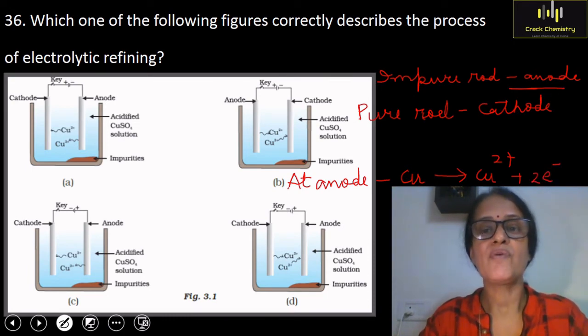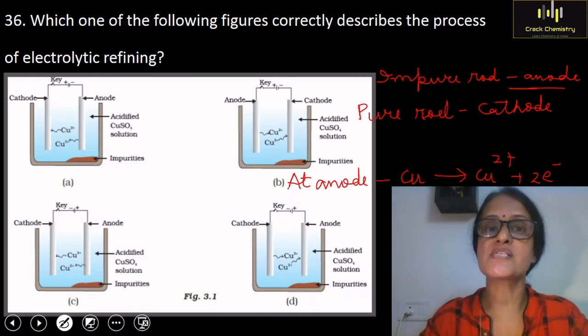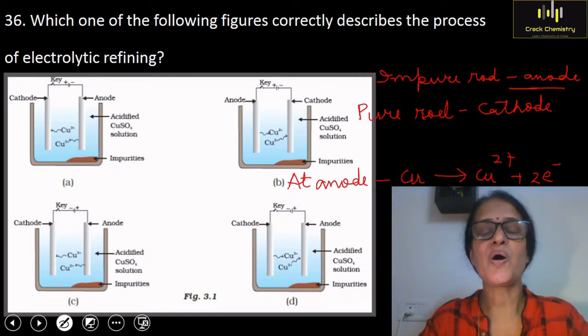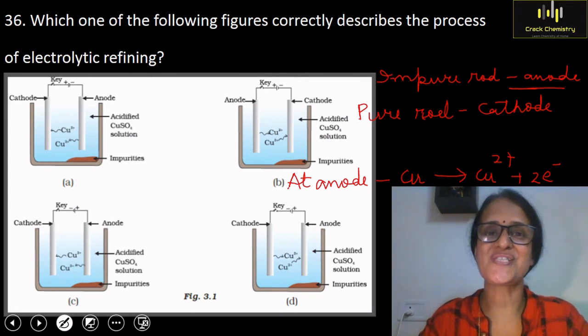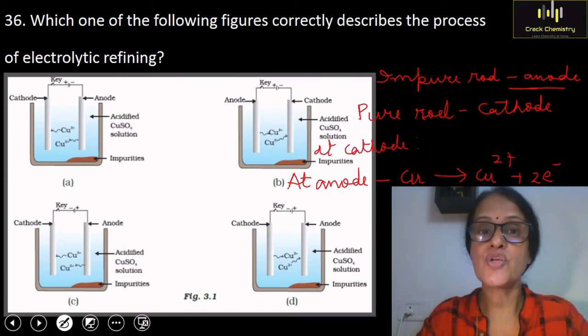We have taken an impure rod of copper as anode. At this anode, the copper atoms will undergo continuous oxidation. By the process of oxidation, they will convert into copper ions, which will pass into the solution in dissolved form. And what about electrons? Electrons will be left behind at the anode only. So this was the reaction which took place at anode. Now we will consider the reaction which takes place at cathode. At cathode, an equivalent amount of copper ions will be deposited by the process of reduction.